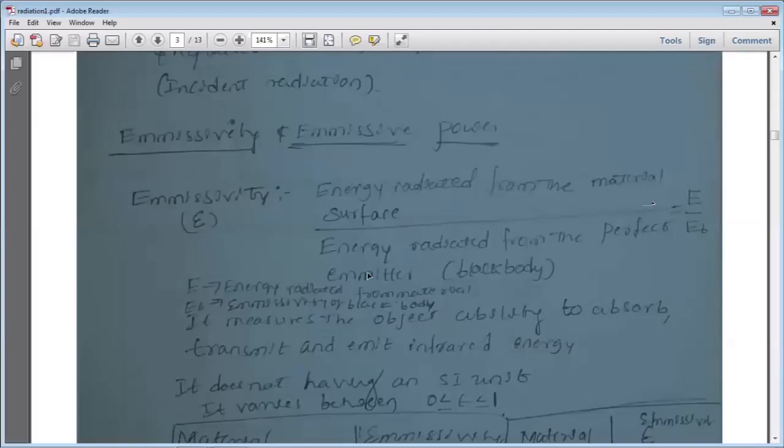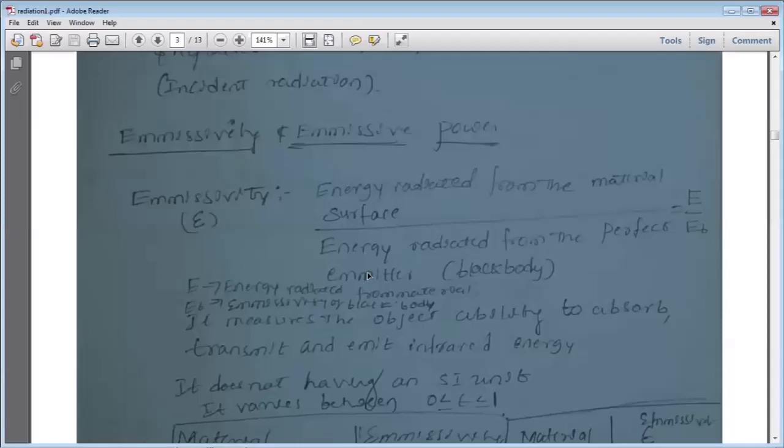Which is the perfect emitter? Black body is called a perfect emitter. Understand? So for emissivity, we are comparing the radiation energy of the particular material surface to the black body surface. Aluminium you are taking, and the other one is the black body. So how much energy is radiated from the aluminium surface and how much energy is radiated from the black body. By comparing these two, we can calculate the emissivity of the material, epsilon.